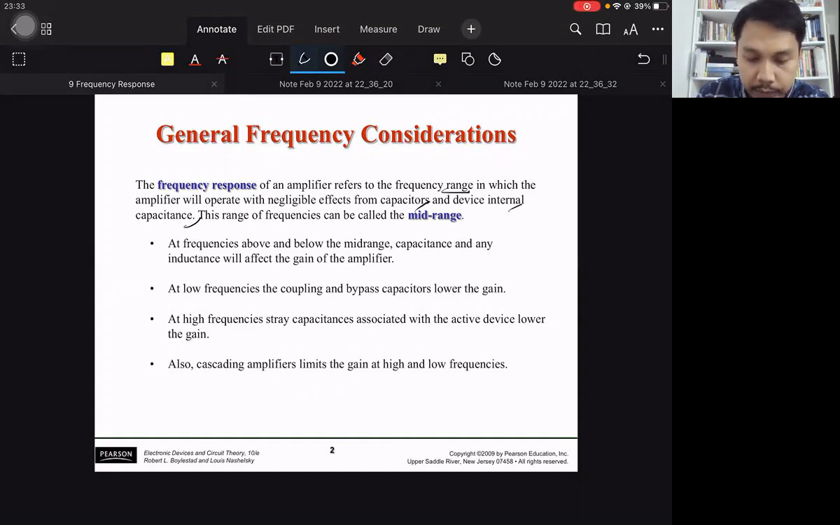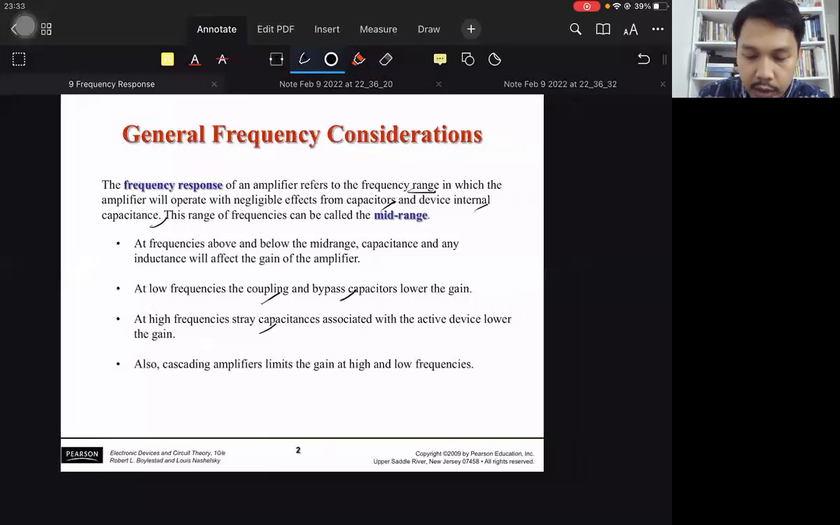For lower frequencies, it will be affected by coupling and bypass capacitors, while for higher frequencies, they will be affected by internal capacitances and stray capacitances. So how will we view the frequency response of amplifiers?